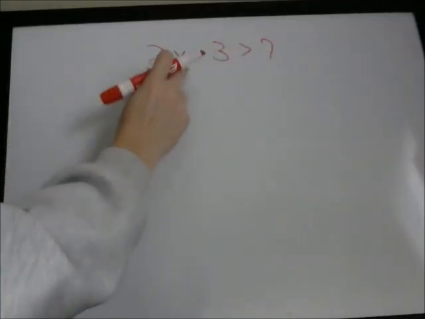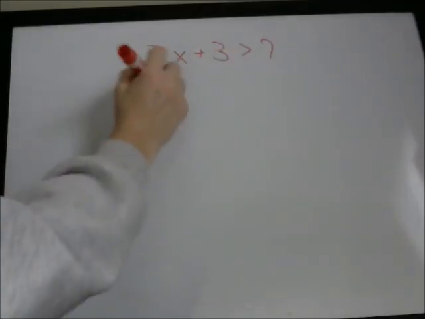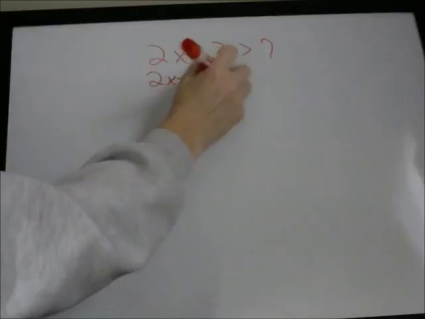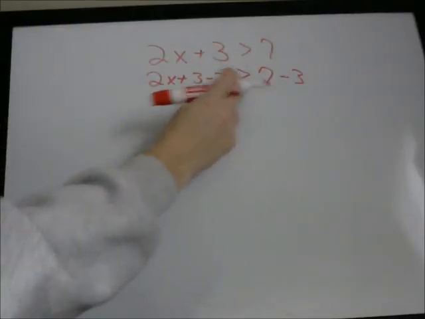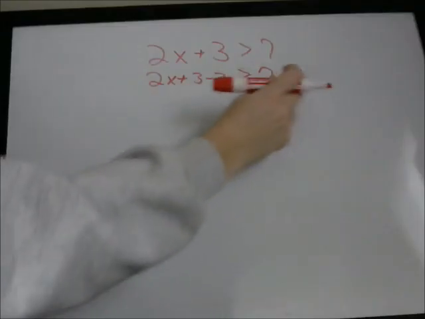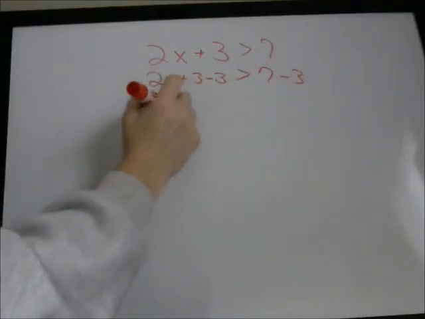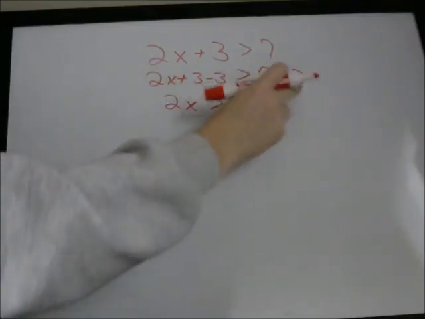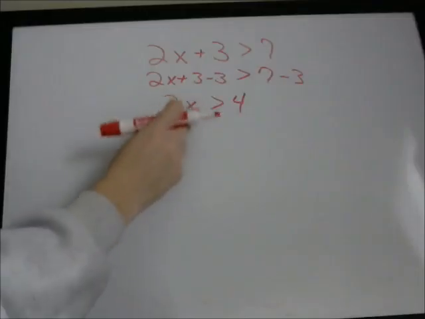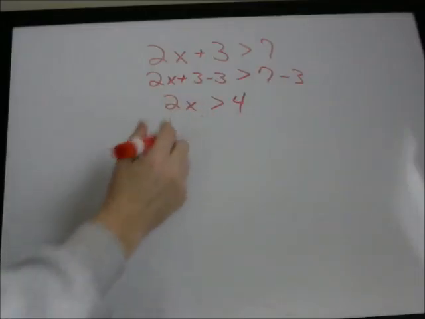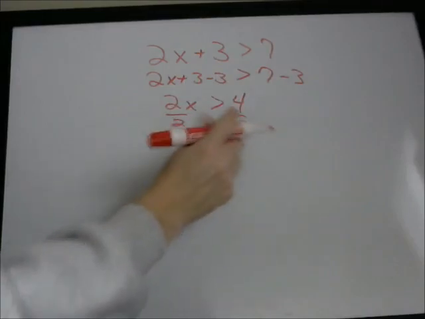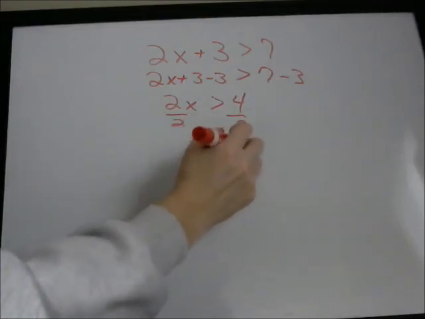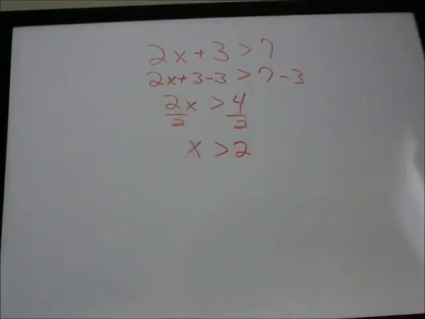So we're going to start out, how do we solve for x? Well, first we want to get rid of that 3. So we're going to subtract 3. Just like with an equals sign, if you do something on one side, you have to do it on the other side. So now we have 2x is greater than 7 minus 3, which is 4. How do we get x by itself? We need to get rid of that 2. We divide by 2. If we divide one side by 2, we have to divide the other side by 2. So here, our answer is x is greater than 2.